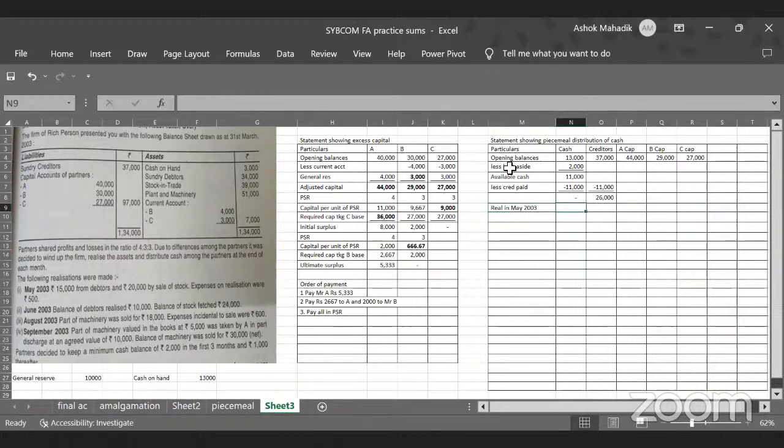Okay. So 35,000 minus 500, 34,500. Clear? So how much shall we pay to creditor? We have 34,500, but his liability is only 26, so we'll pay only 26. Less creditors paid. We'll pay only 26,000.